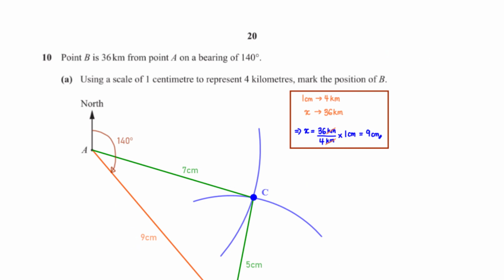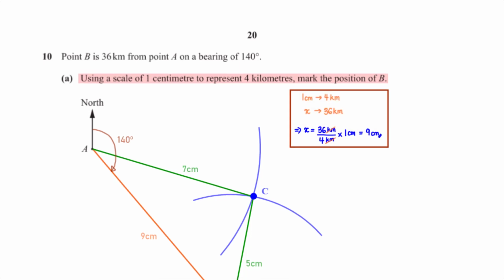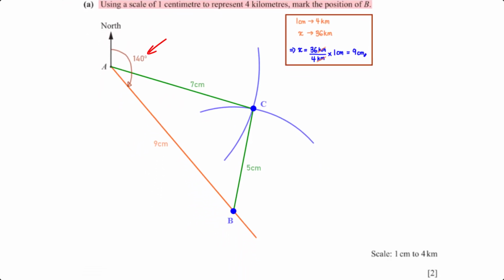Point B is 36 kilometers from point A on a bearing of 140 degrees. Using a scale of 1 centimeter to represent 4 kilometers, mark the position of point B. First, we need to use the scale conversion to convert the actual distance, which is 36 kilometers, to the scale distance, which we get to be 9 centimeters. Now, using a protractor, we measure an angle of 140 degrees from the north of point A. Then we mark the position of point B along this bearing such that B is 9 centimeters from point A.